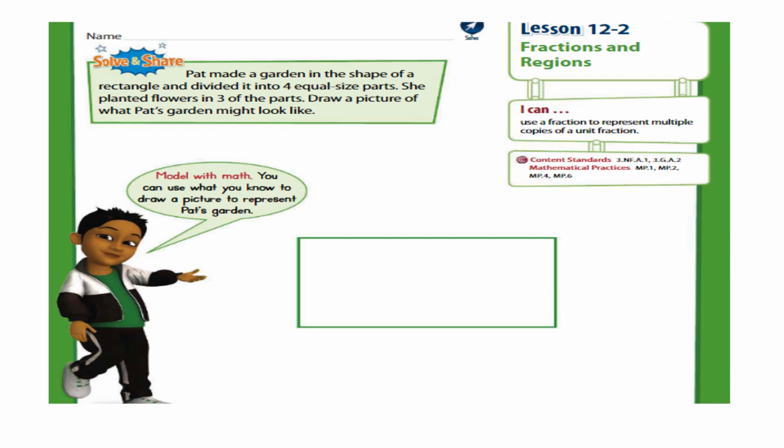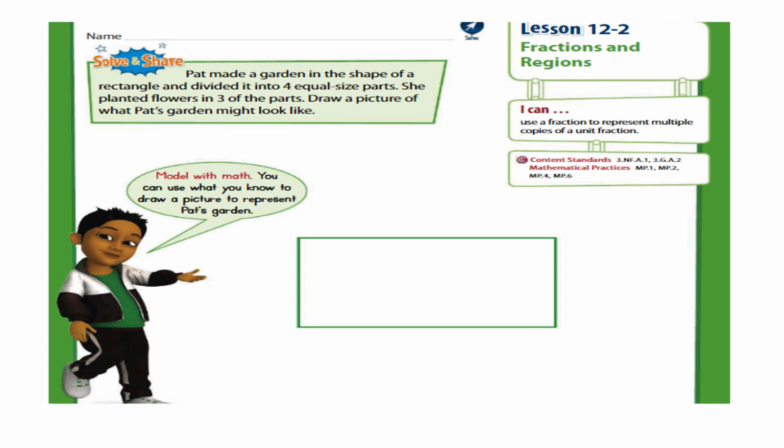So page number 615, solve and share. What is the problem? Pat made a garden in the shape of a rectangle and divided it into 4 equal parts. She planted flowers in 3 of the parts. Draw a picture of what Pat's garden might look like.